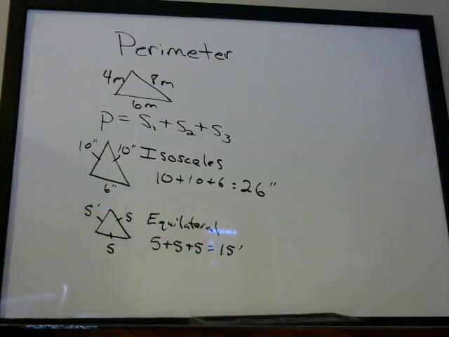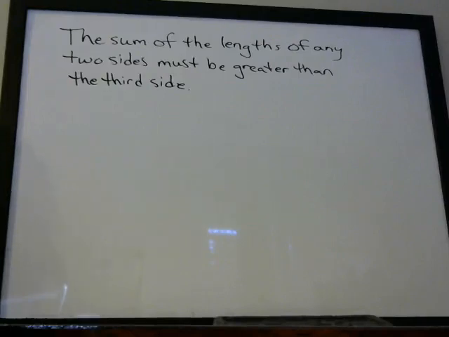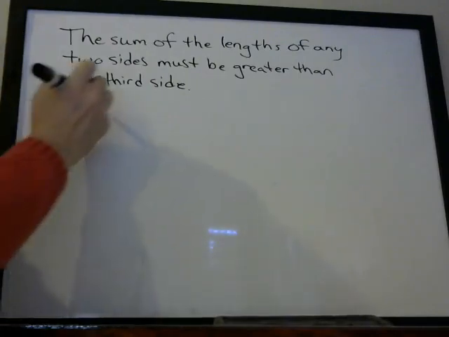The next concept I'm going to show you has to do with the lengths of the sides of triangles. So I'm going to pause and put something on the board. So I've written a statement on the board that you really need to just know and memorize. The sum of the lengths of any two sides must be greater than the third side. And this is when we're talking about triangles. So, what does this mean?